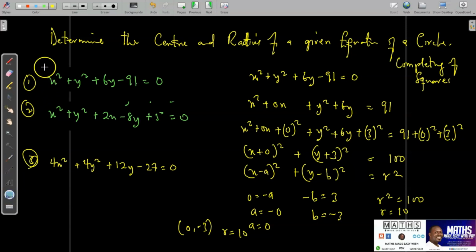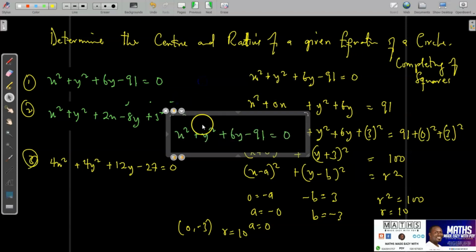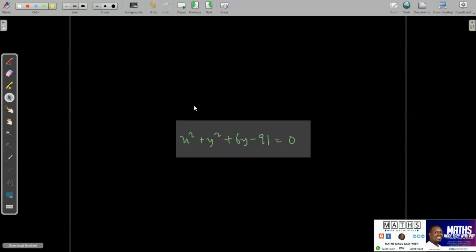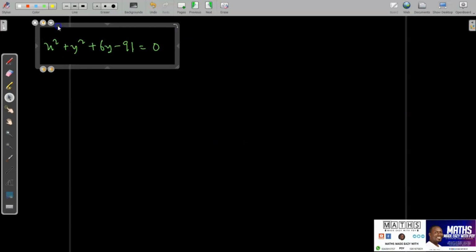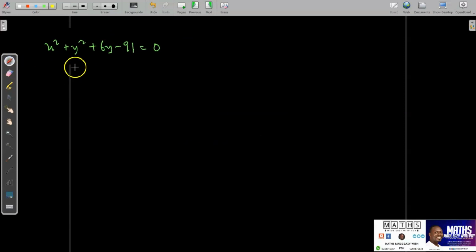Then let me just send this to another page. Then we use the formula. Now to use the formula, there are conditions attached to it. In the first place, our formula is x squared plus y squared plus 2gx plus 2fy plus c equal to 0, and c is g squared plus f squared minus r squared.